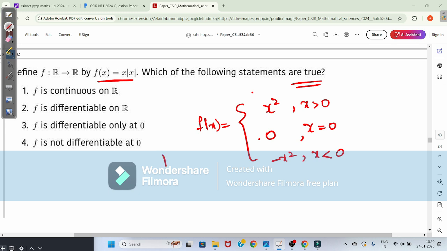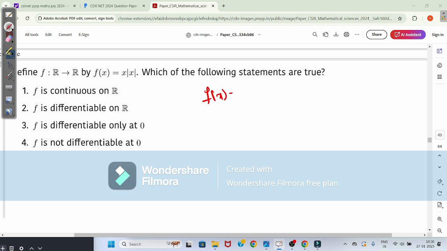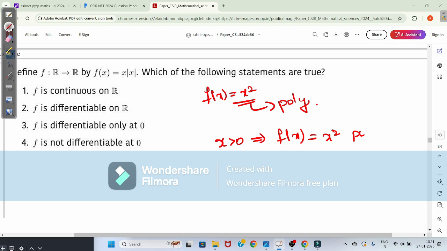Now consider what graphs will form here. This is the x square graph and this is the minus x square graph. So these graphs are continuous graphs, so f is continuous. That is true. f of x is equal to x square, this is the polynomial that has been formed. So when x is greater than 0, f of x equals x square, that is a polynomial. Now when x is less than 0, f of x equals minus x square, this is also a polynomial.